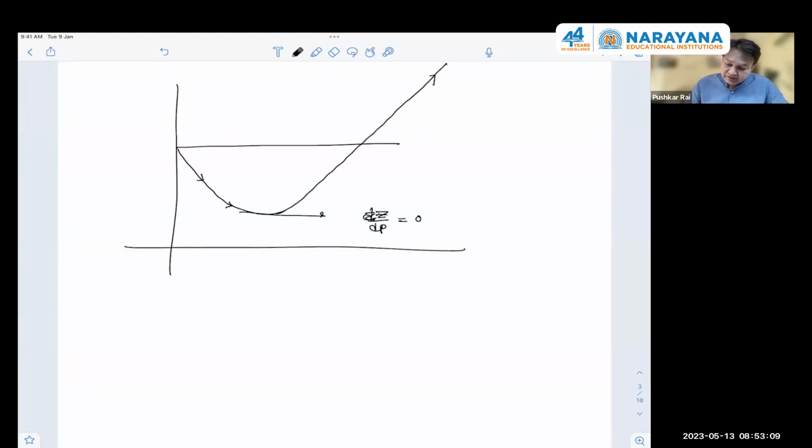So there must be something in this slope of the Z versus P graph which first makes it dip, go down, and then makes it go up. Why does it first go down and then start going up? What exactly is the thing? I want that clarity before we get to real gases.